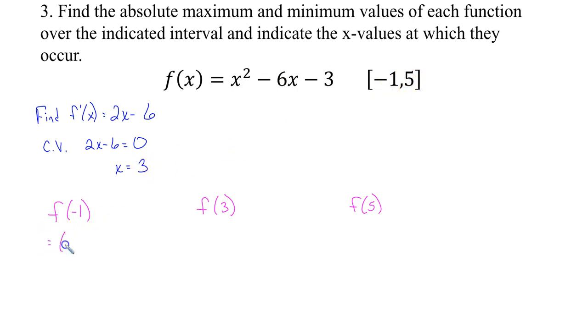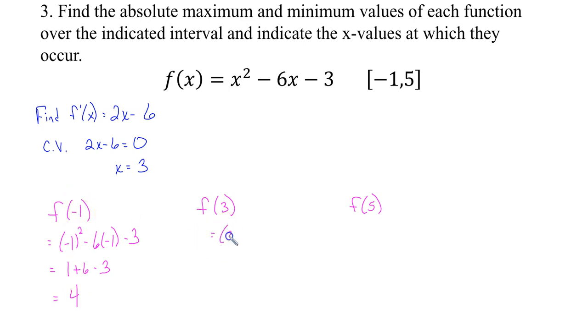So for this one, I'm going to have -1 squared. Make sure you're squaring that negative. 6 times -1 minus 3. We'll go through this process. 1 plus 6 minus 3. So it looks like I'm going to have 7 minus 3, which is going to give me a value of 4. So 4 is the value at -1.